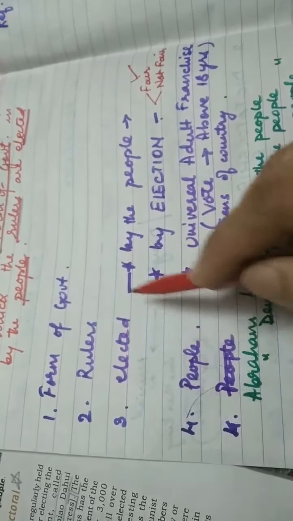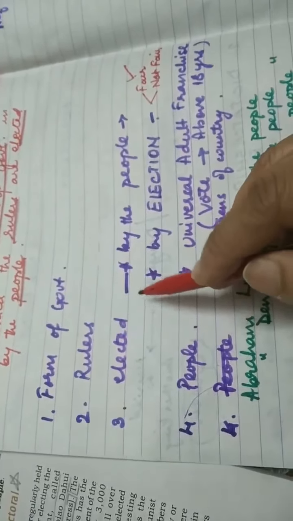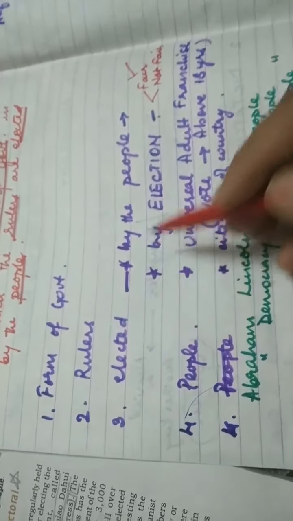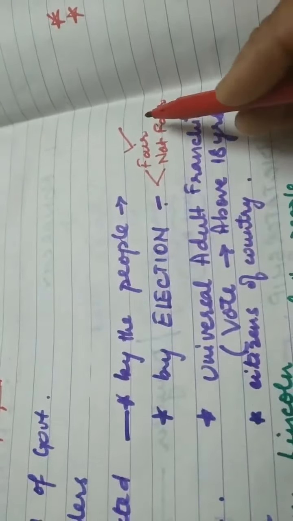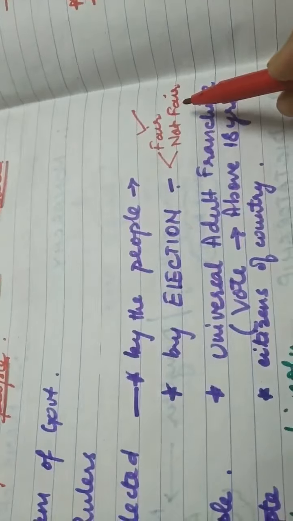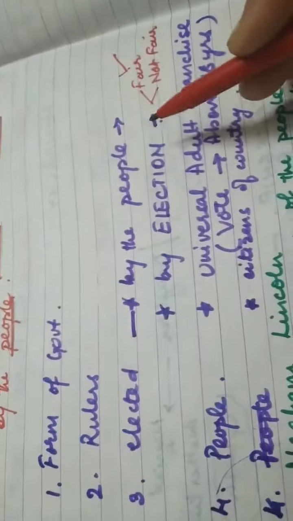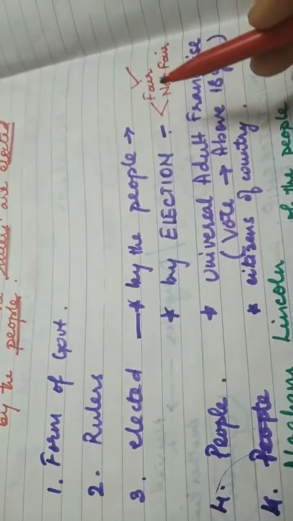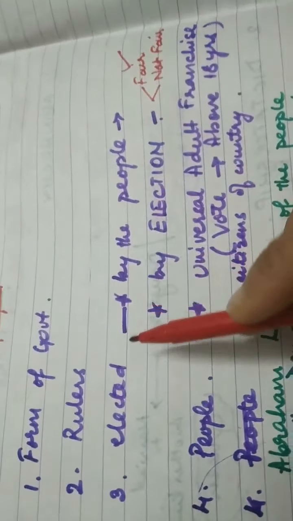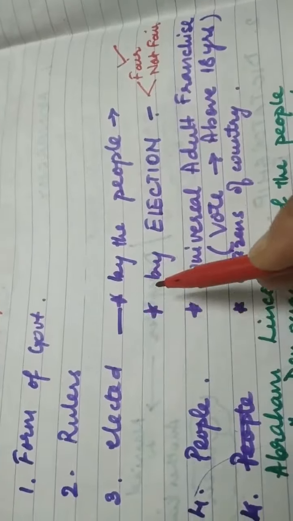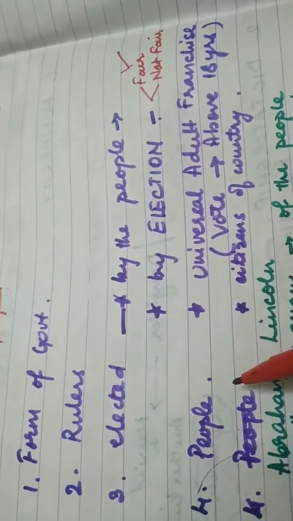So again, it depends. The elected thing also depends on whether it is done in a fair way or not. Again, elections are done in a fair way or elections are not done in a fair way. Whether you have a choice of choosing people or you are choosing from one particular group only. We are going to do an example for this also ahead. Okay, then we have the people.